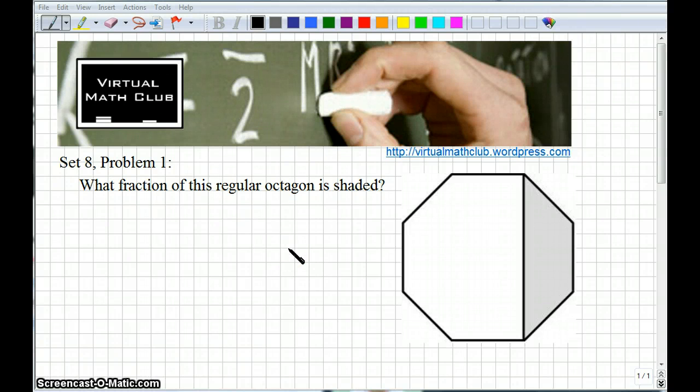All right, problem one. We're given this regular octagon and we're asked to determine what fraction of the whole region is shaded. The hint I would have for you on this one is to try to break this thing up into congruent shapes. They don't have to all be the same congruent shape. So what's a congruent shape? Congruent shapes are shapes that are the same shape and size.